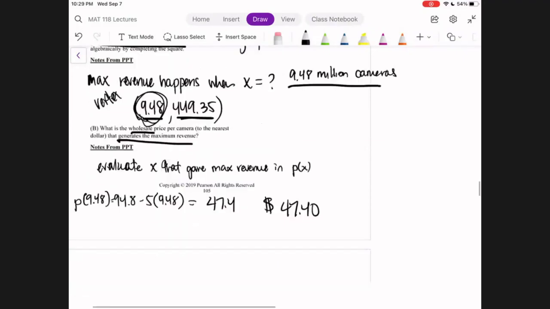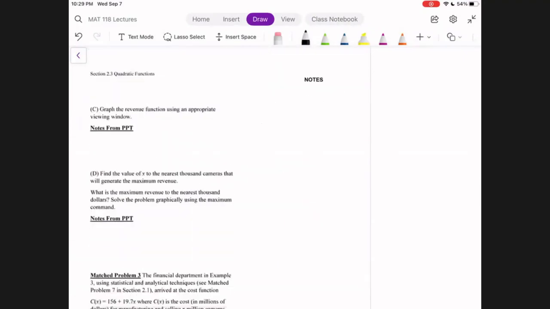Right. And then it wants you to graph the two, so you just use Desmos for that. We just looked at that already. And we already found the camera that will generate the max revenue. Okay. And we already found the max revenue. So typically the max revenue will be the Y value of the vertex. And then, okay.